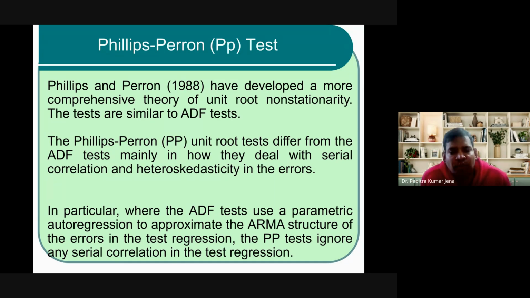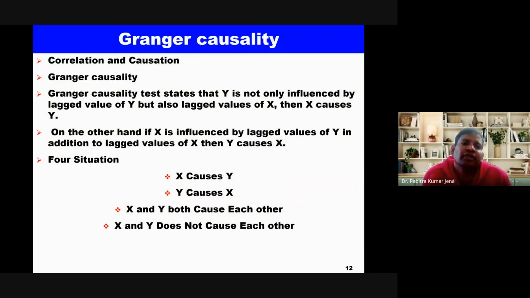So also in the Phillips-Perron test, there is a solution to the problem of heteroscedasticity also. Then we come to the last item of my today's discussion, which is Granger causality.